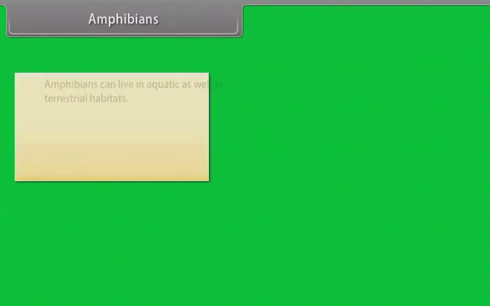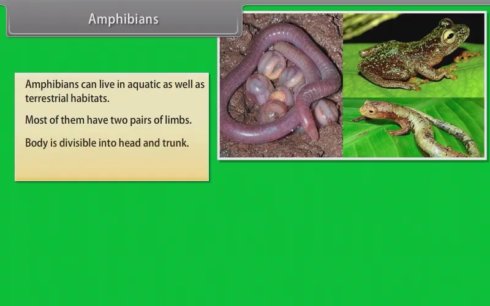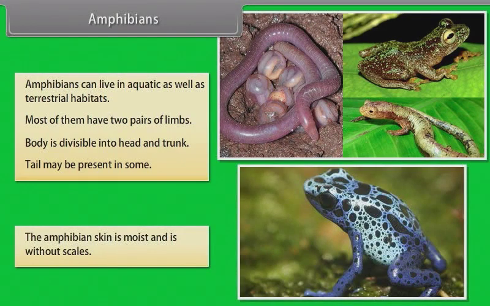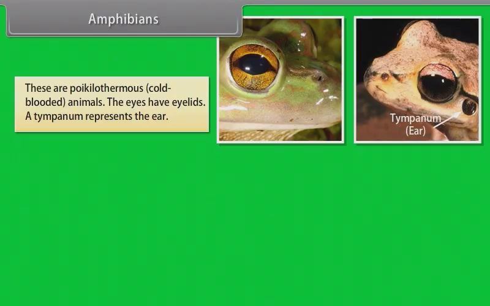Amphibians. Amphibians can live in aquatic as well as terrestrial habitats. Most of them have 2 pairs of limbs. Body is divisible into head and trunk. Tail may be present in some. The amphibian skin is moist and is without scales. These are poikilothermous, that is, cold-blooded animals. The eyes have eyelids. A tympanum represents the ear.